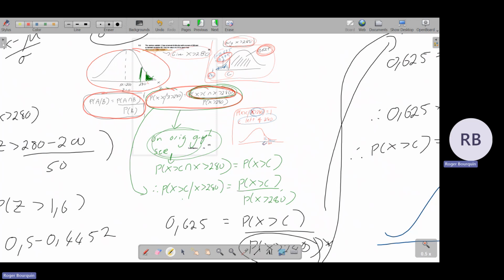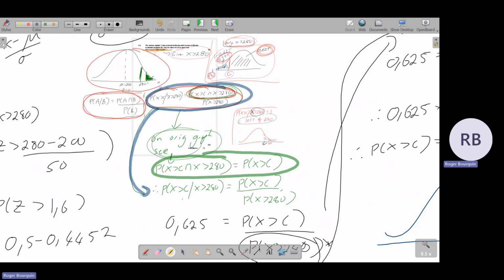Okay, that over here. Okay. This is the main idea people missed. That x is bigger than c and x is bigger than 280 is exactly the same thing as the probability that x is bigger than c. So if I now look at this formula over here, I can rewrite it as that, because this and this are the same thing.